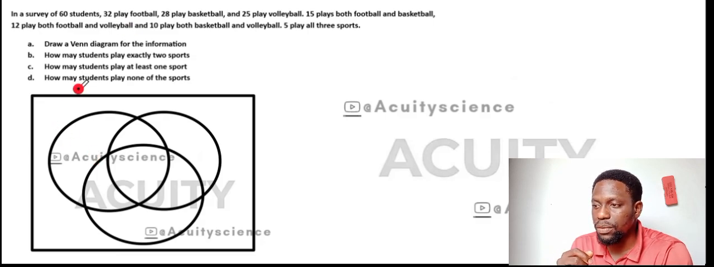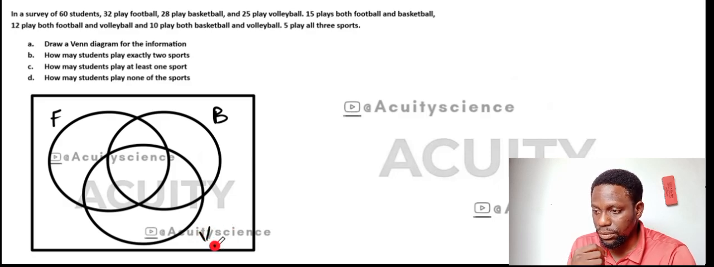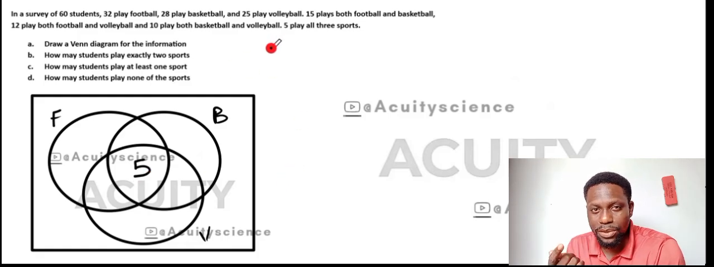For football, I'll put down F here. The next is basketball, I'll put down B here. And then the last is volleyball, I'll put down V here. Now let's start with the most definite information. 5 play all 3 sports, so all 3 sports would be here. So 5 in here. Now, I would like to go backwards.